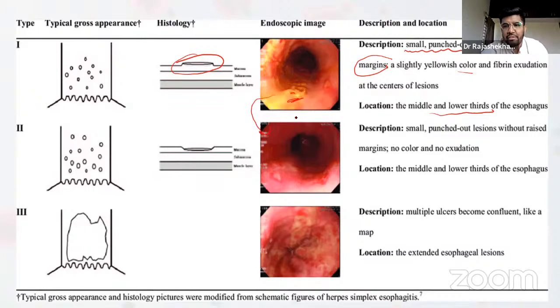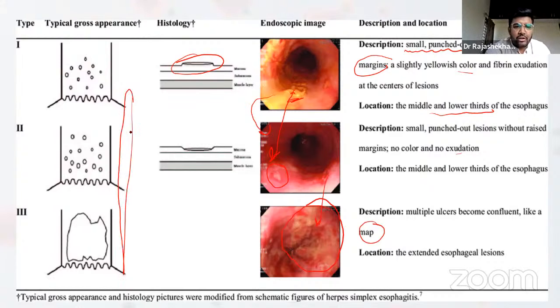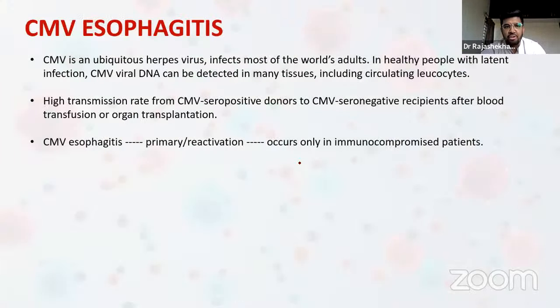And this progresses to a punched out lesion without raised margins and no color and no exudation. You can see this ulcer here. So this stage progresses from a raised margin to a depressed margin. Then this becomes confluent to become like a map-like structure. You can see the various ulcers have become confluent. So remember, the typical ulcers of the herpetic esophagus are very small with raised edges, ultimately progressing to depressed margins and coalescing to form a large map-like structure.